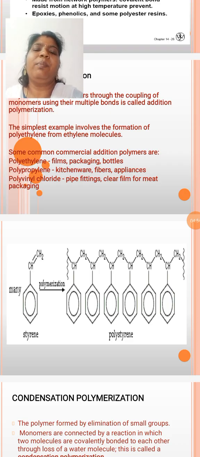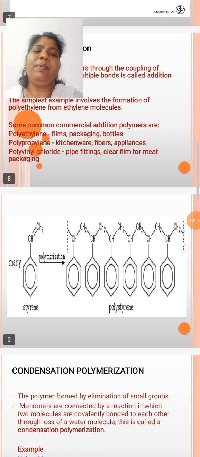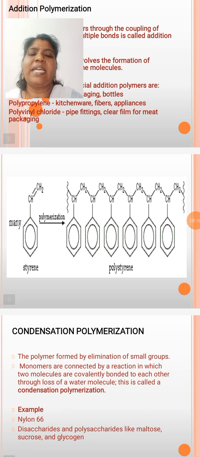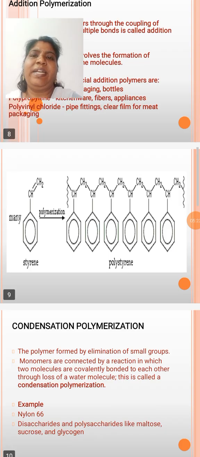If you take polyethylene, we use it for packaging, bottles and all. Polypropylene is used mainly for kitchenware. Polyvinyl chloride, PVC, we use for pipes and all, as well as for packaging purposes. Next is styrene: when it undergoes polymerization, you get polystyrene. So this is the example for addition polymerization. After seeing examples and the definition, we will move on to the mechanism of addition.